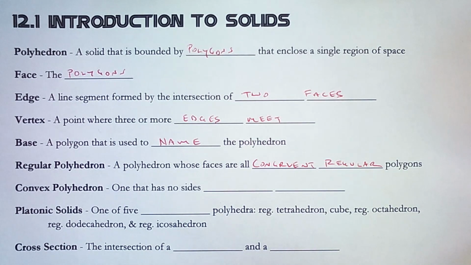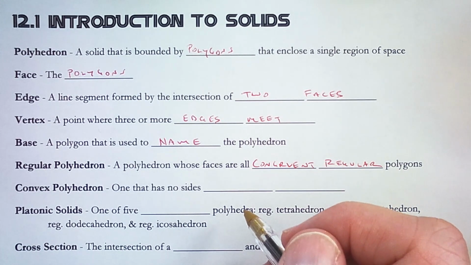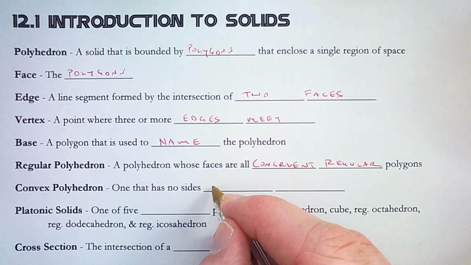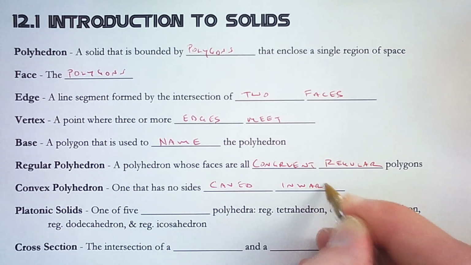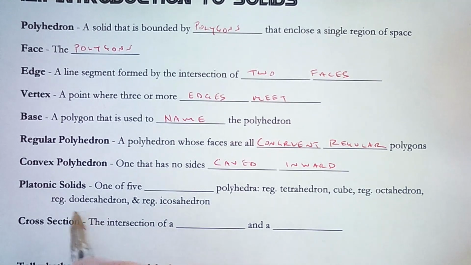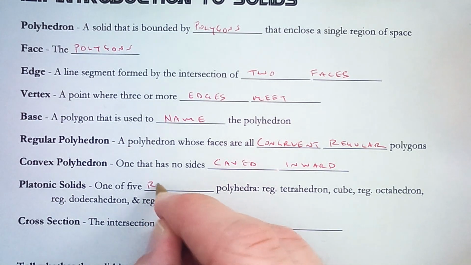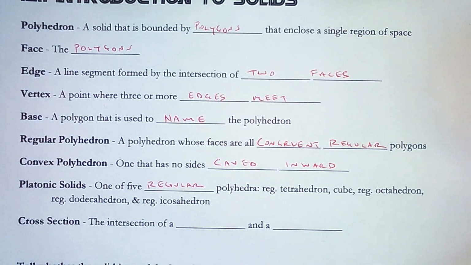A convex polyhedron. Every polyhedron I have shown you today is convex because it has no sides that are caved inward. All the vertices point out, not in toward the center of the polyhedron. The Platonic solids, named after Plato, they are 5 different regular polyhedra. Now, not every polyhedron can even be made regular. There are 5 of them that can.